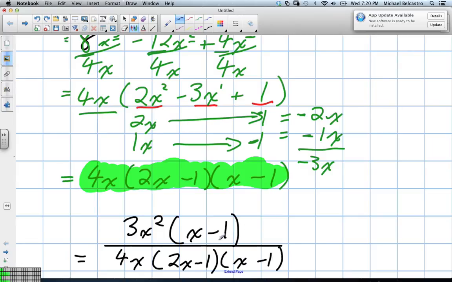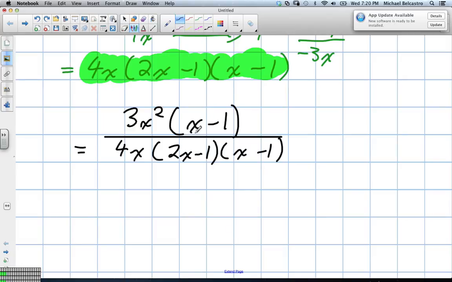So we've simplified this. We've factored everything. And we'll highlight them just to draw a reference. This was the top. We factored the top. We did that kind of in yellow.